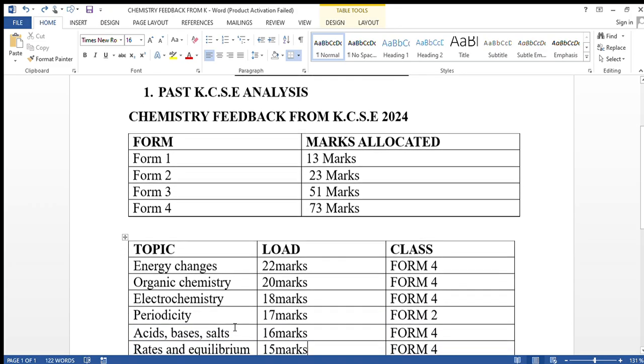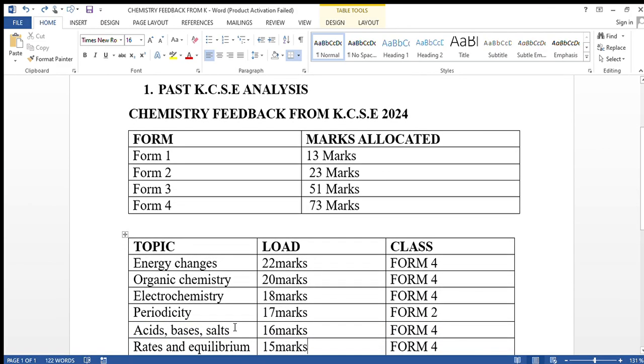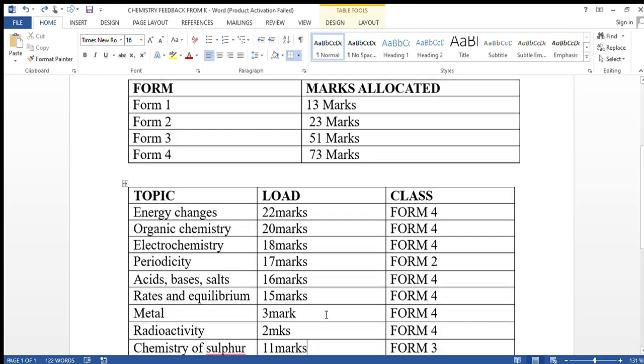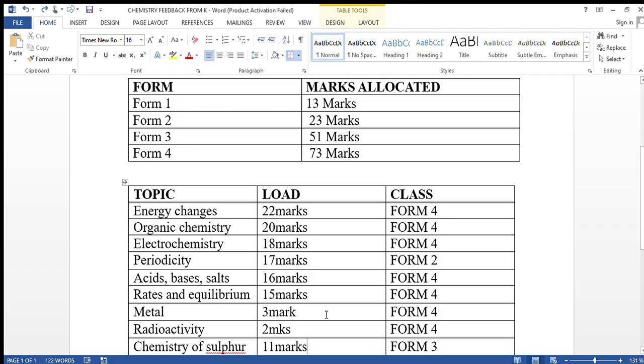Now energy changes, which is in Form Four, at a load of 22 marks. Organic chemistry, also in Form Four, at a load of 20 marks. Electrochemistry at a load of 18 marks. Periodic table at a load of 17 marks. Acids, bases and salts at a load of 16 marks. Rates of reaction and equilibrium at a load of 15 marks.